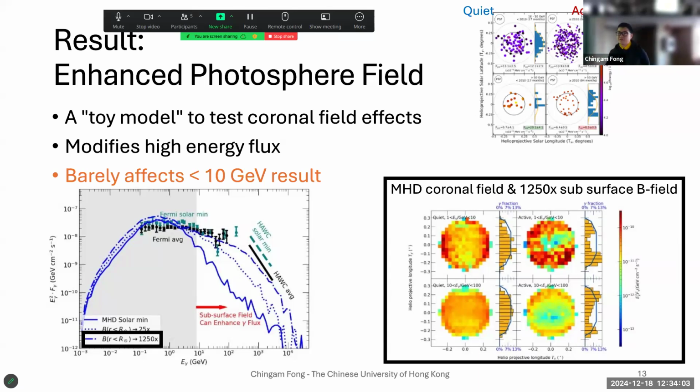That's because all of the cosmic rays already get turned away so much by the corona field. There's barely any change, even though we enhance the field. However, for higher energy cosmic rays and gamma rays, the result changes a lot. But we still need about a 1,000 times multiplication to get closer to observation. And the result in morphology is also a little bit closer to observation, but that is arguable, because it depends on how you look at it. These two are still not very close to each other.